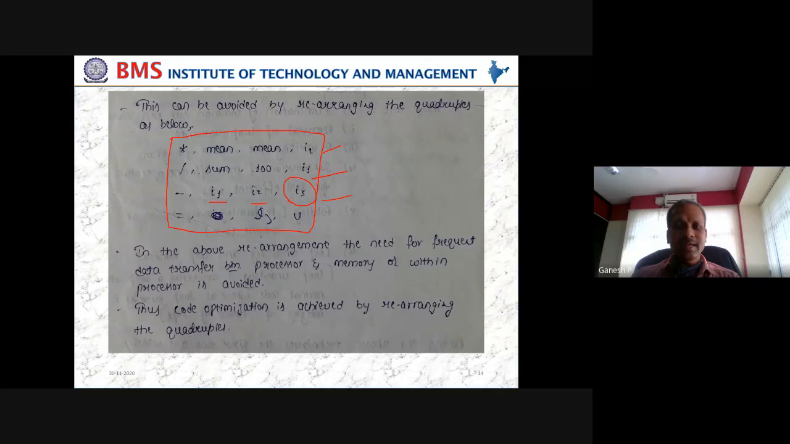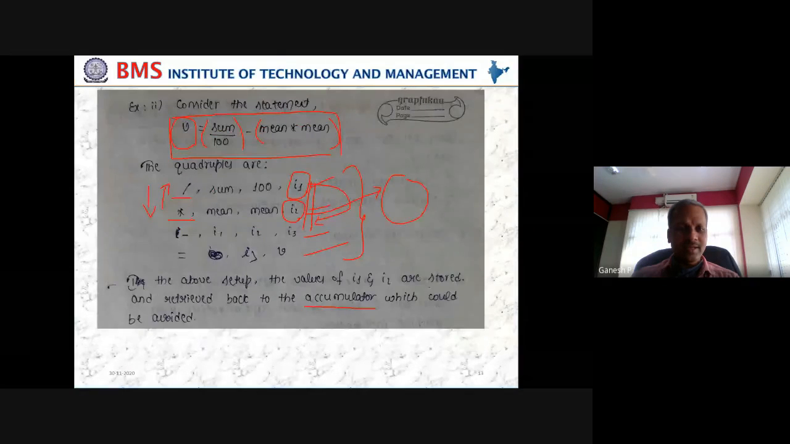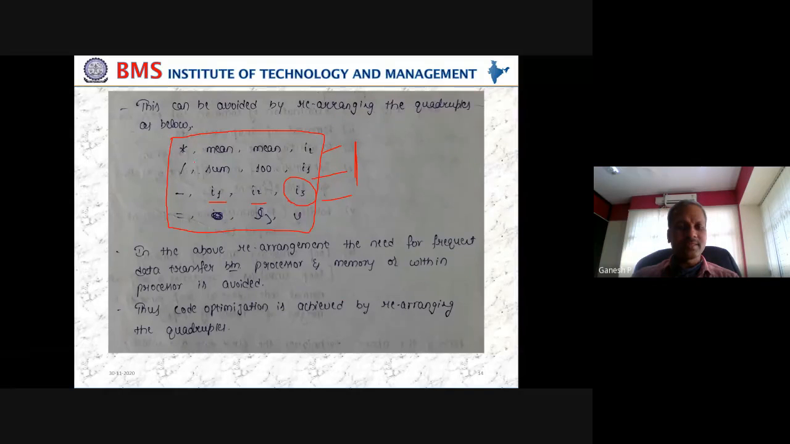Once that is done, by rearranging these two, which was division first, multiplication earlier, right? Now we have rearranged. By rearranging that, that is multiplication first, then division, we are able to reduce one computation. What is that computation? Data transfer instruction between secondary memory and processor. We are avoiding that. We say that we have a rearrangement of quadruples, which is giving room for the optimization of the code. So that is the concept of code optimization.